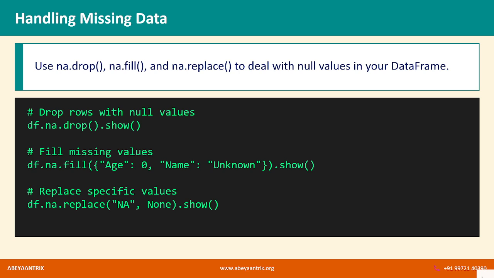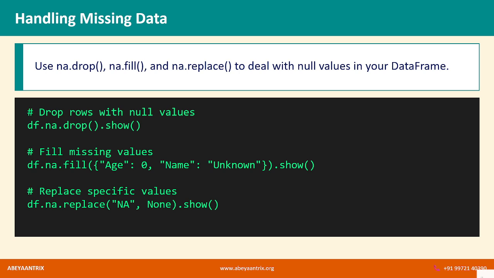So you already know how to handle missing values in pandas, right? Here it is the same thing: df.na.drop. It will drop the rows which have null values. Then finally .show, so after dropping, you show the final result. So this is how you drop the rows with null values.